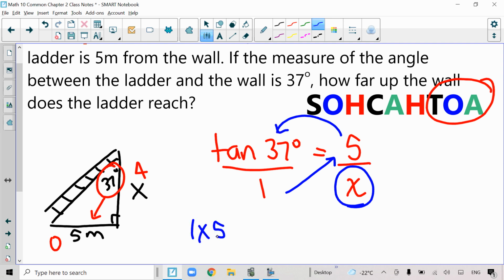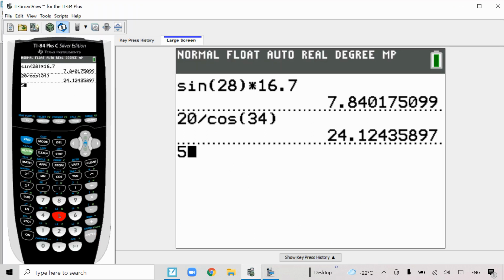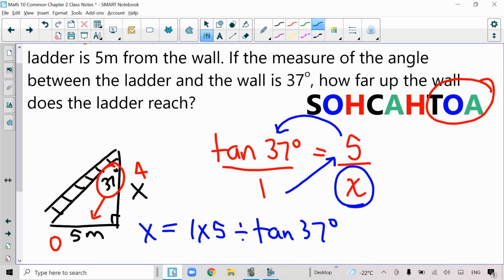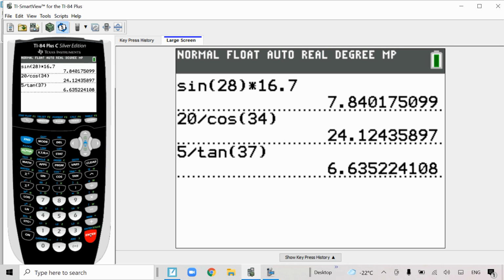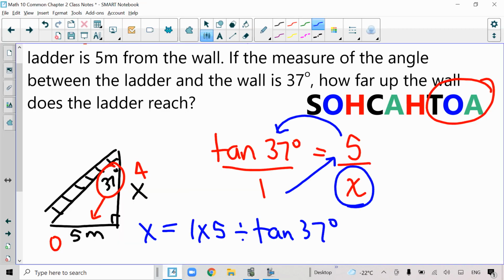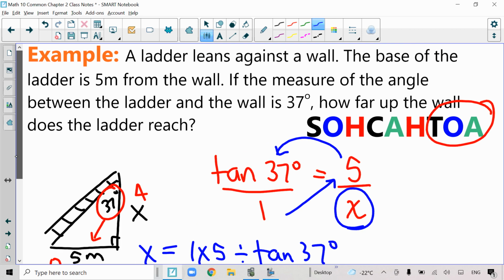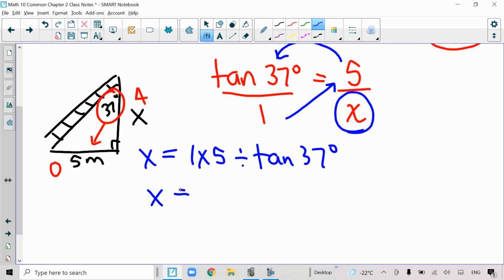So I'll do 1 times 5. You don't have to because that's just 5, but it's okay if you do as well. 1 times 5, divide by tan of 37, and that will give us x. So we'll go into our calculator, and we're going to do 1 times 5 divided by tan of 37. Let me just make sure I remembered that right. I did. Press enter. And this one here, 6.6, look to the right of the 6, it's a 3, which tells me to leave the 6 alone. So it's 6.6, and we'll call that meters. Yes, x is equal to 6.6 meters.